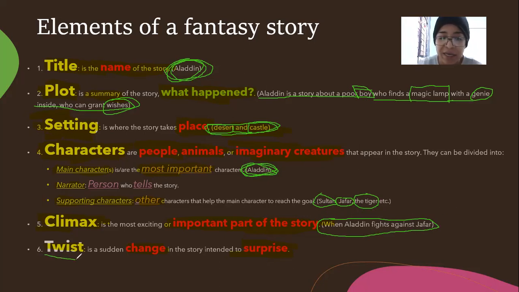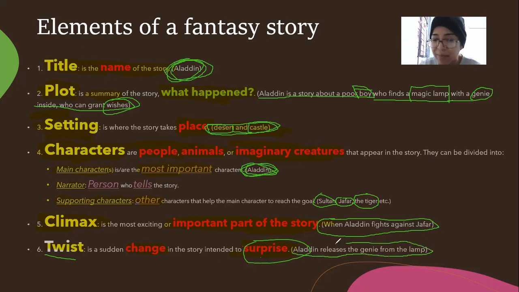Then the twist, remember it's a change, es un giro de 180 grados en la historia, que es una surprise for everyone, que es algo ahí sorprendente que ocurre. Por ejemplo, en este caso es when Aladdin releases the genie from the lamp. Al final, cuando Aladdin, en vez de quedarse con el genio para siempre, con todos los deseos, él libera al genio. Eso es algo que nos sorprende a todos. Okay, that's a surprise in the story.